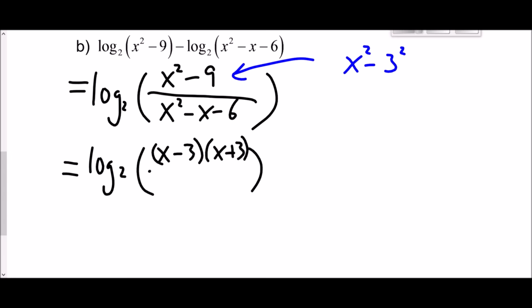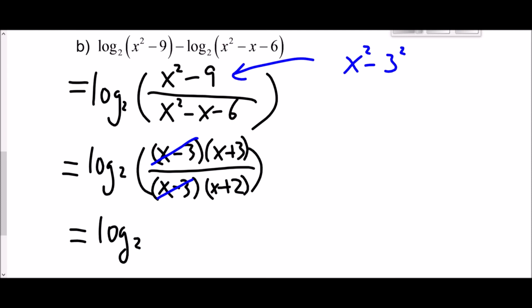And then on the bottom, this is a quadratic. So coefficient is 1, so we can write this way. Find two numbers that multiply to -6 and add to -1, and they are -3 and +2. Now, if you look at this, x minus 3 on top, x minus 3 on the bottom. So that means the leftover would be log base 2 of x plus 3 over x plus 2. Alright, so last question.